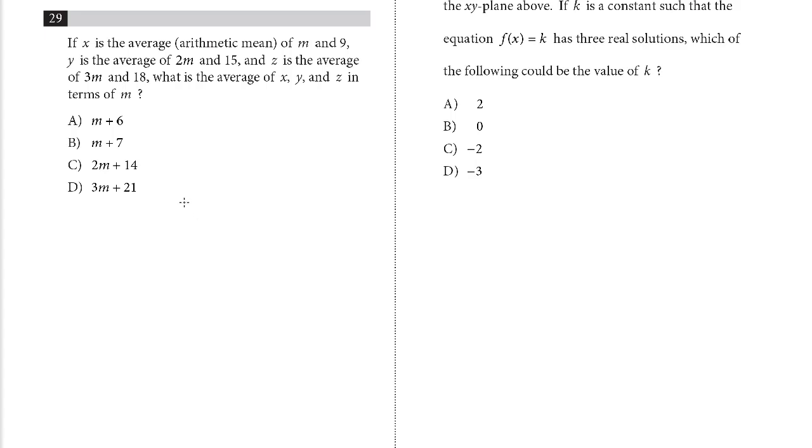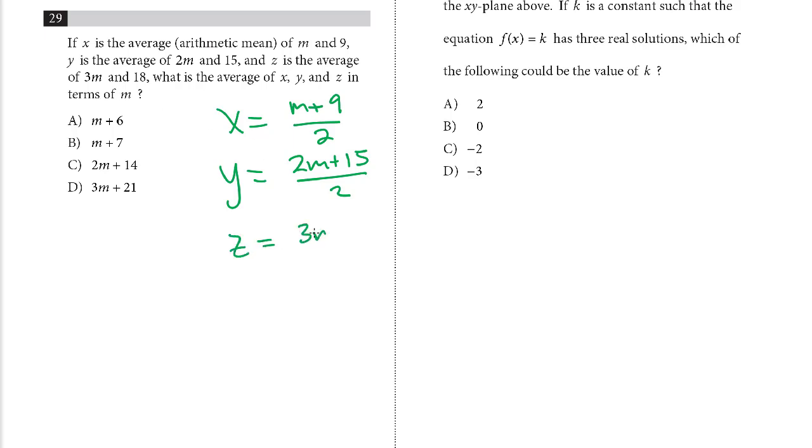29. If x is the average of m and 9, so x equals (m + 9) divided by 2. That's the average of m and 9. y is the average of 2m and 15, so y equals (2m + 15) divided by 2. And z is the average of 3m and 18. Okay? What is the average of those averages, the average of the averages of x, y, and z?